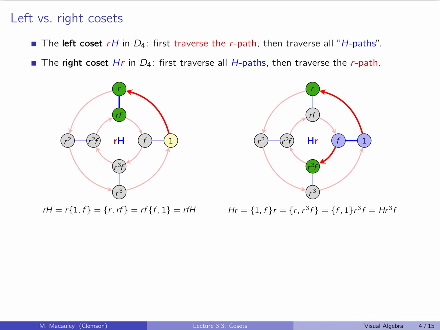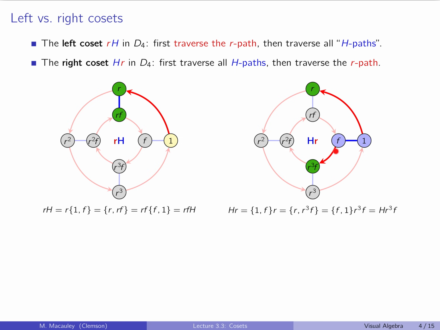And hopefully it's believable which representatives give you the same coset. Given a coset, it doesn't matter where we start in here. As long as we do the H paths, we will end up at the same set of nodes.